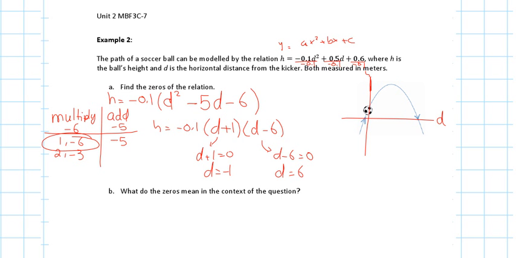So the ball hit the ground at 6 meters away from him. And then negative 1 meter. So where would the negative 1 meter be? So if he's standing right here, and he's kicking the ball, the ball hit the ground 6 meters away from him, and negative 1 meter. So where would that be? Behind him. Can the ball be behind the player if the player is kicking it? No. So do I need to represent this?